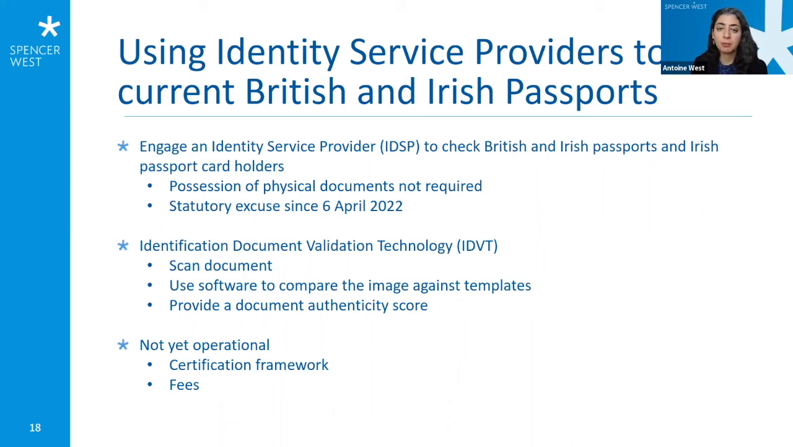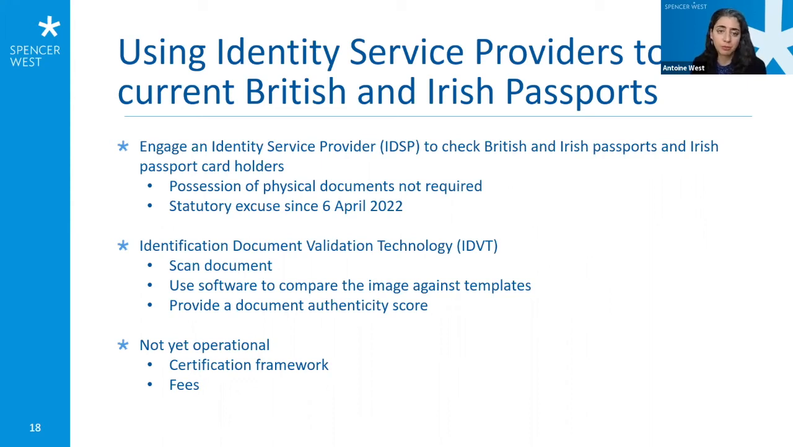So an employer can engage an identity service provider to check current British passports, current Irish passports, and current Irish passport cards. And the advantages are that physical possession of the documents isn't required. So since 6th of April, you will benefit from a statutory excuse if you correctly use the services of an identity service provider to check these types of documents. So how does this work?